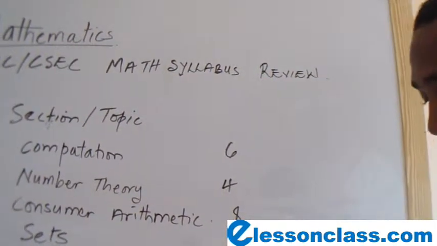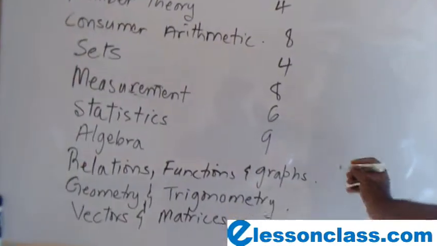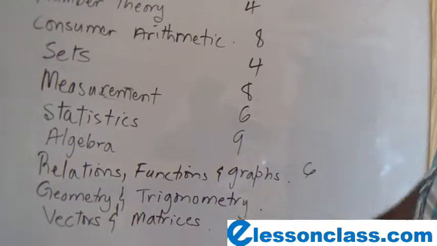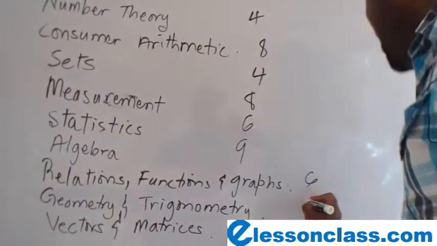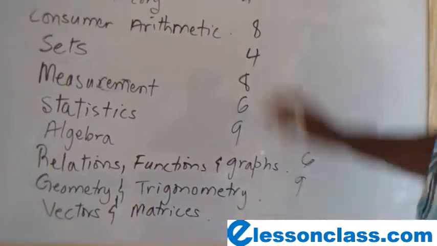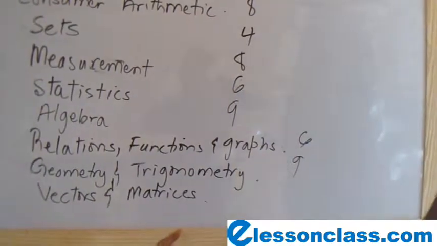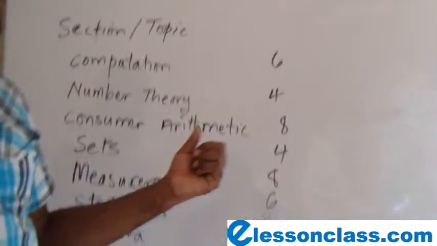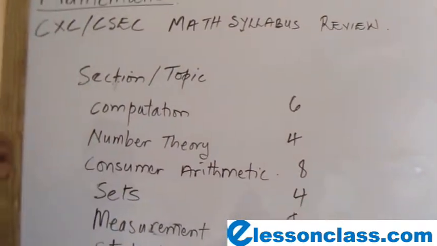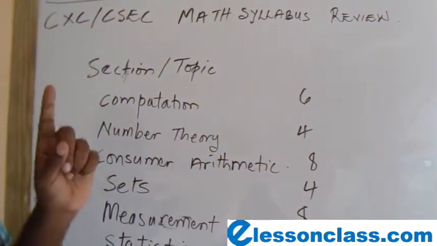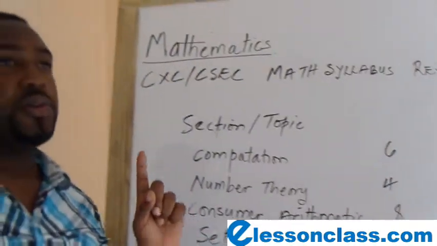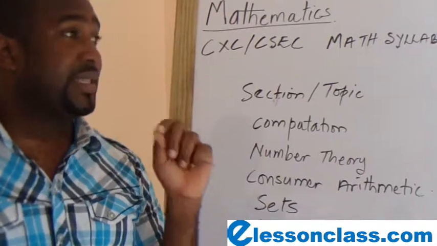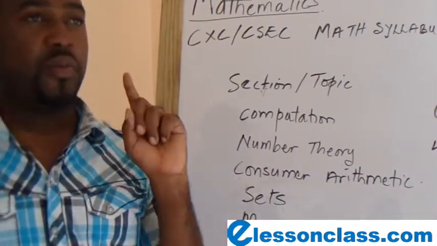Now the next thing, functions and graphs. I think there are 6 questions from functions and graphs, and from geometry and trigonometry, 9 questions. And in all, if you add all of this, we should get 60 questions. So that's Paper 1, and each of these questions is valued at 1 mark. So 60 questions, each valuing 1 mark.